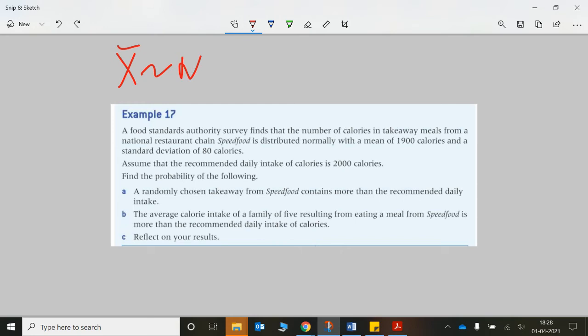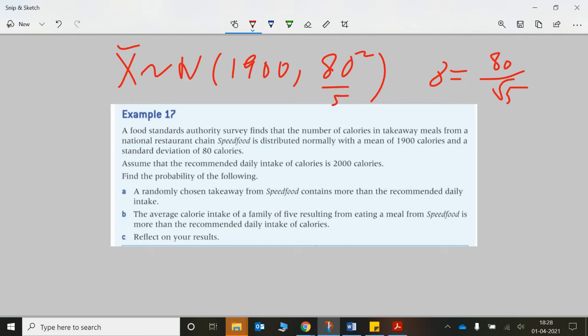So normally distributed in this case, we've still got the mean equal to 1900, but now the variance, which was 80 squared, needs to be divided by n, and n in this case is 5. Which means the standard deviation you're going to give your calculator is 80 over the square root of 5. We need to square root this to get the standard deviation. Remember, that was the standard deviation divided by the square root of n. This is the standard deviation now of X bar. You could, if you like, call that X bar down here, give it a little subscript there.